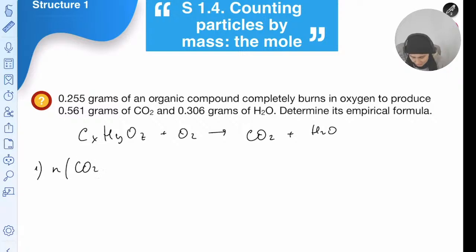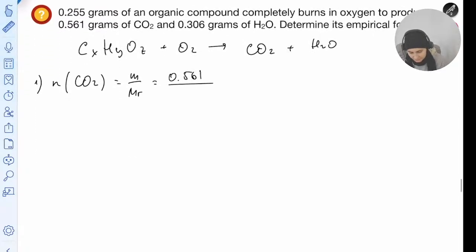So I do moles of CO2. We know the formula for moles. It's mass over Mr. Okay, so we have 0.561 divided by Mr of CO2. I have to just scroll up. So 12.01 plus 2 times 16. That's 0.561 over 44.01.